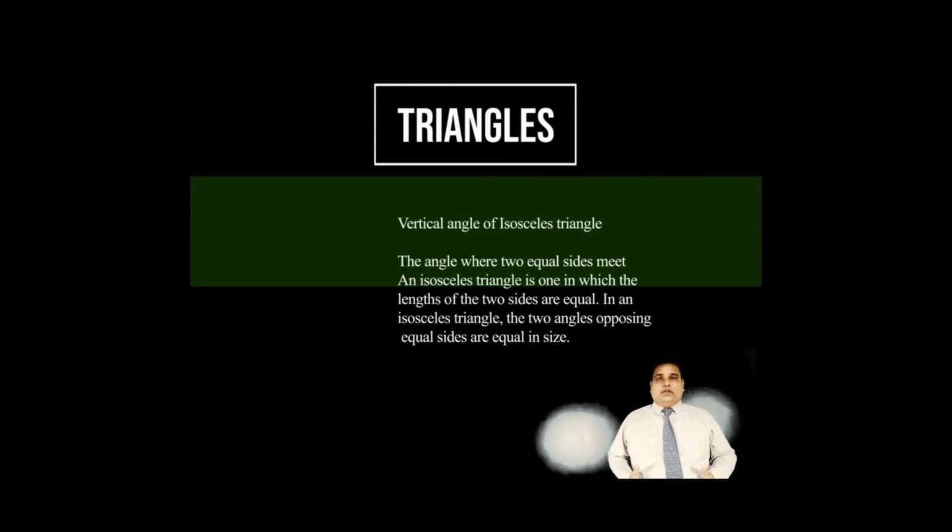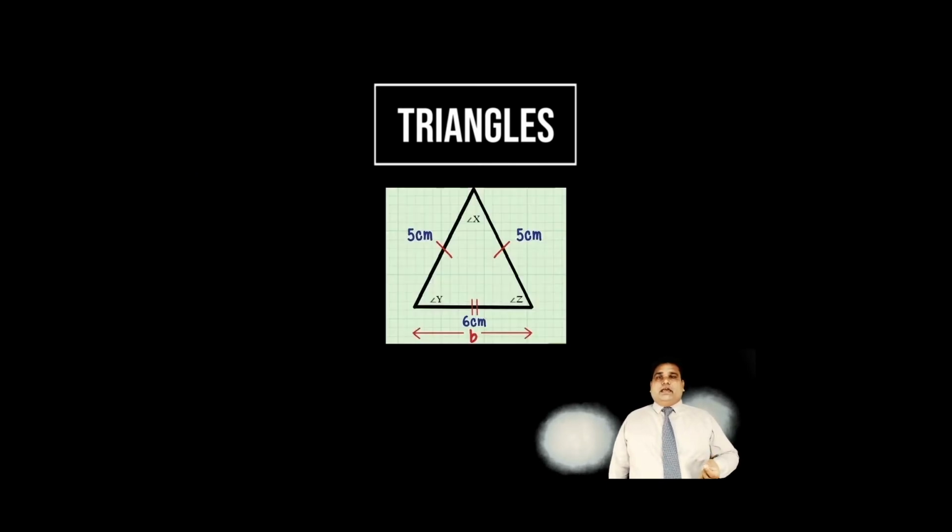So what will be the vertical angle? The angle where both the equal sides meet is known as the vertical angle of the isosceles triangle. Basically, in an isosceles triangle two angles will be equal, so the unequal angle is also known as the vertical angle of the isosceles triangle.